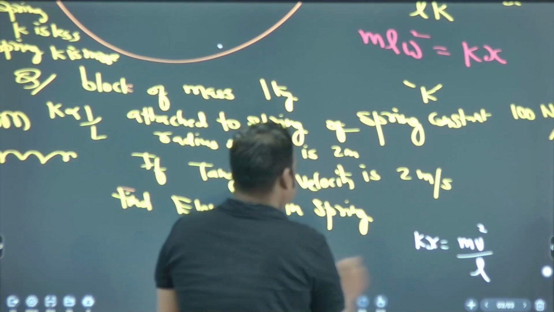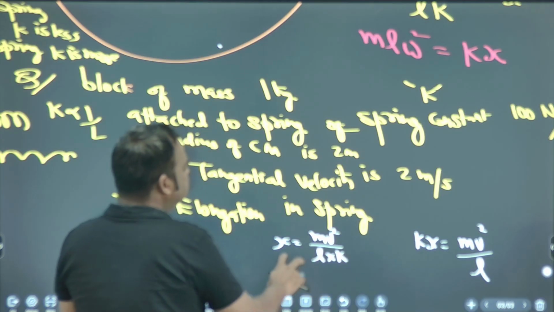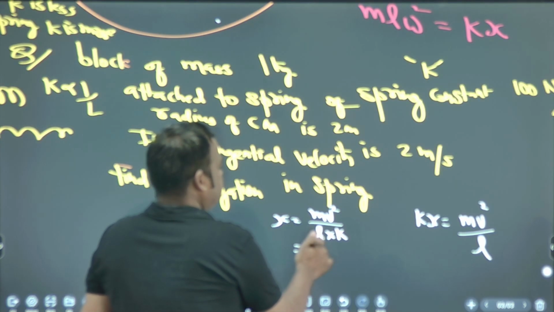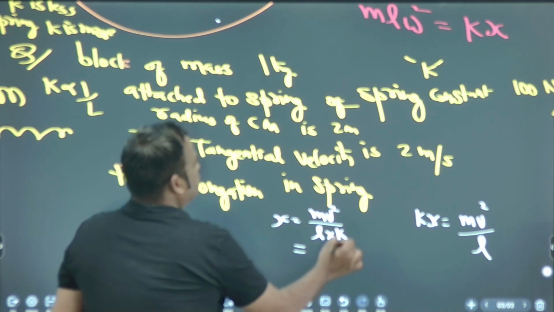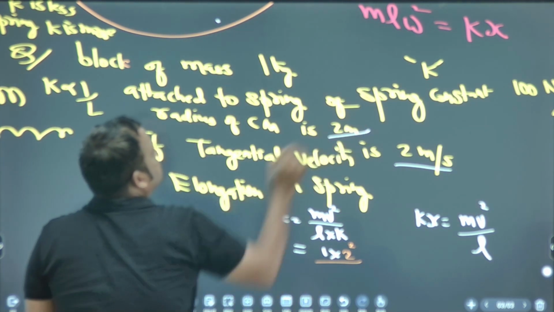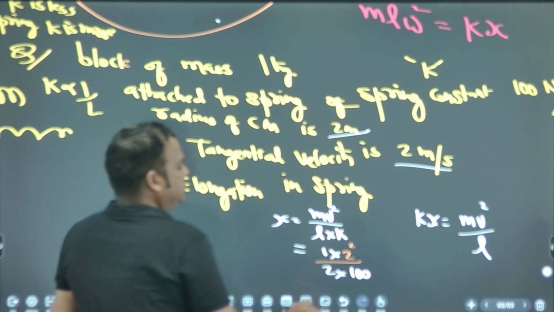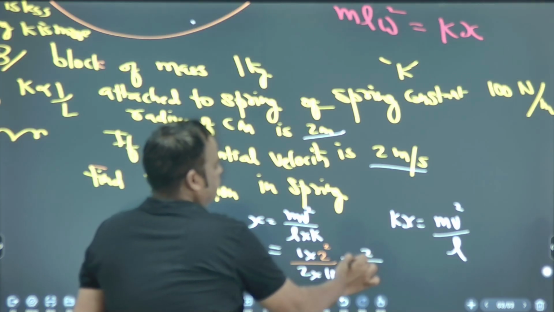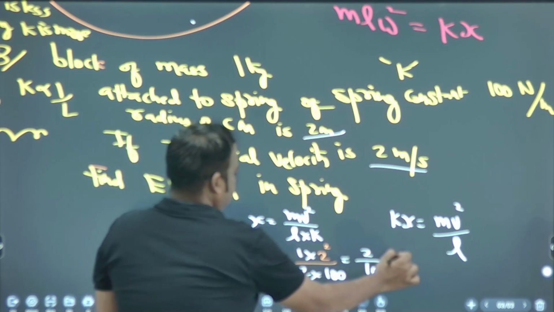mv square by L is equal to Kx. So what is x? x is mv square by L into K. L means radius. So mass is 1. What speed is it going? 2, so 2 square. And radius is 2 meter. K value is 100 Newton per meter. So 2 square by 2 into 100. Okay, clear? It is 2 by 100 meter.